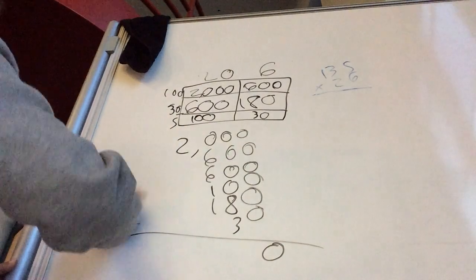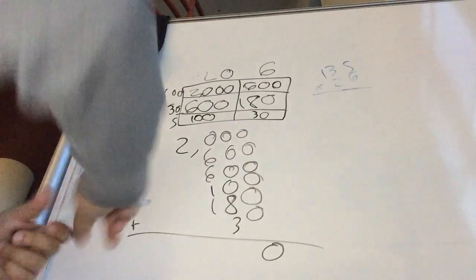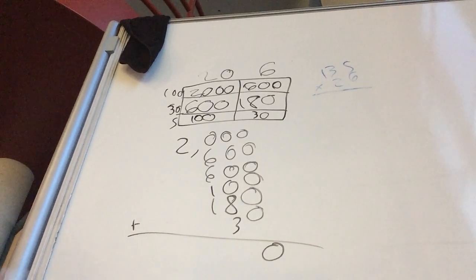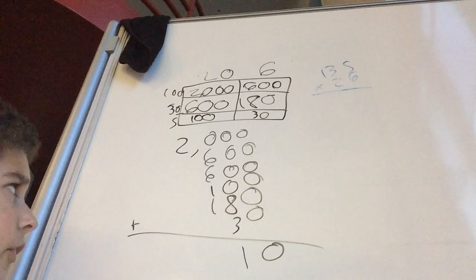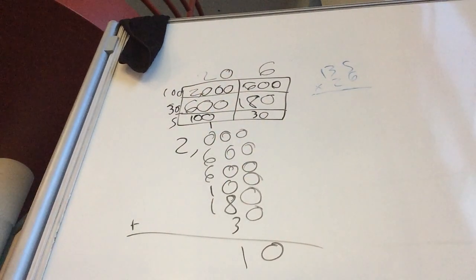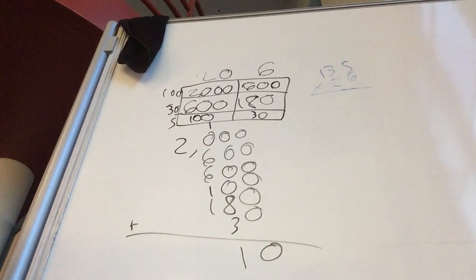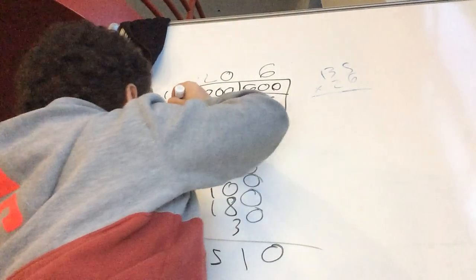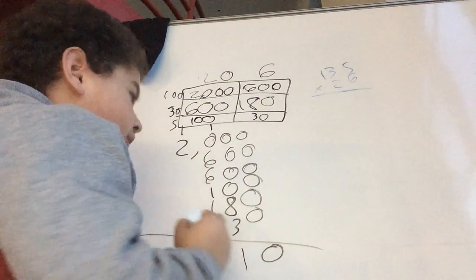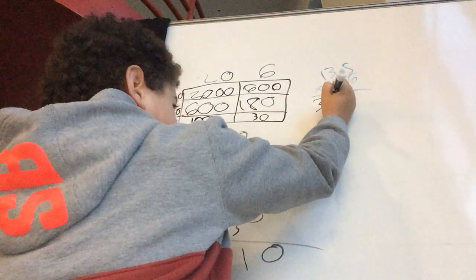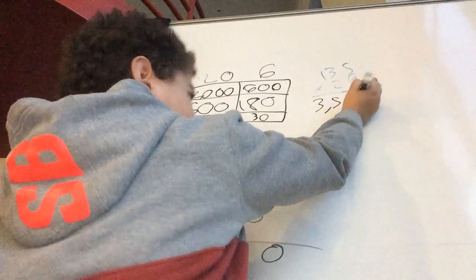So now you have this problem. 8 plus 3, not times, plus it is 11. Up here, 3 ones equals 3. All 3Ds and 6 plus 6 is 12. So the answer is 15. And you have 3,510. Boom! You have your answer.